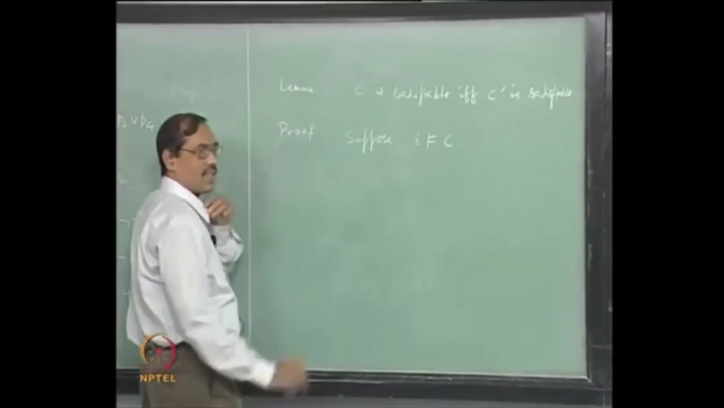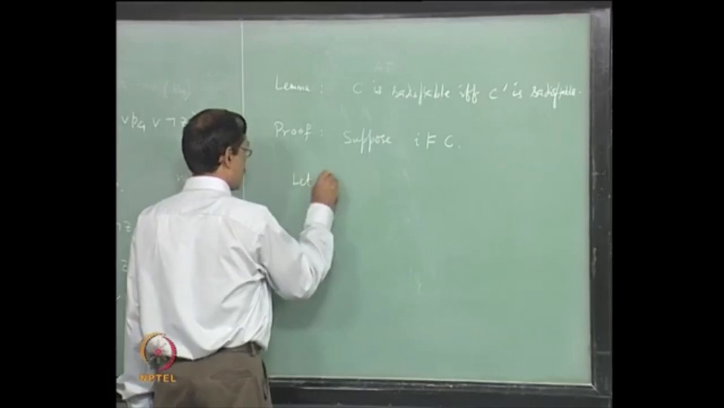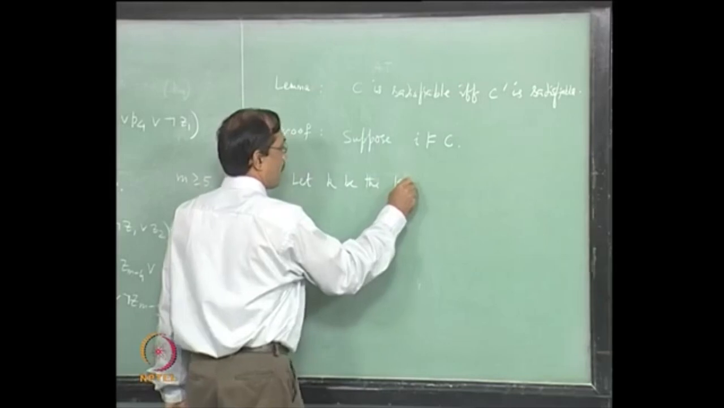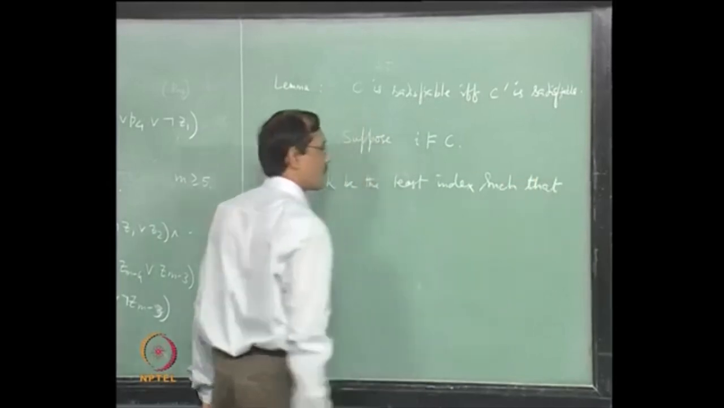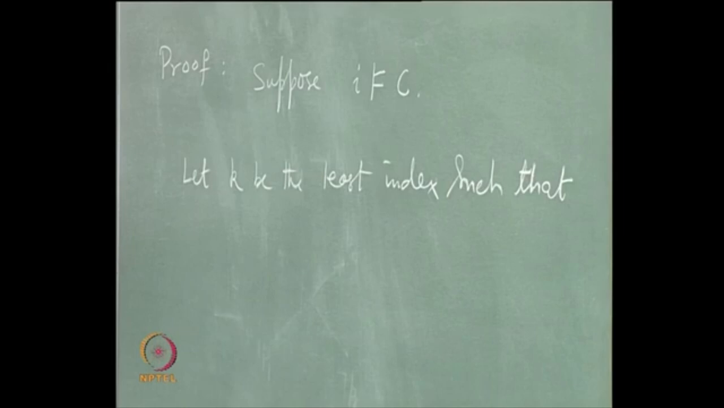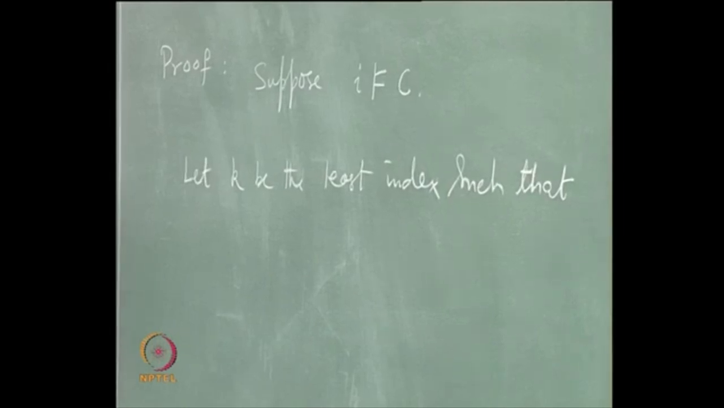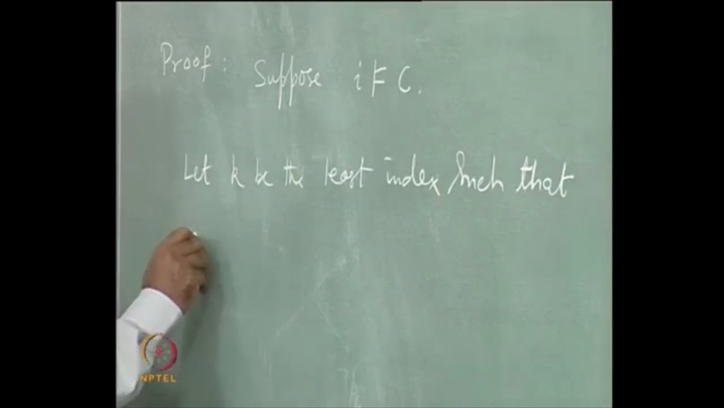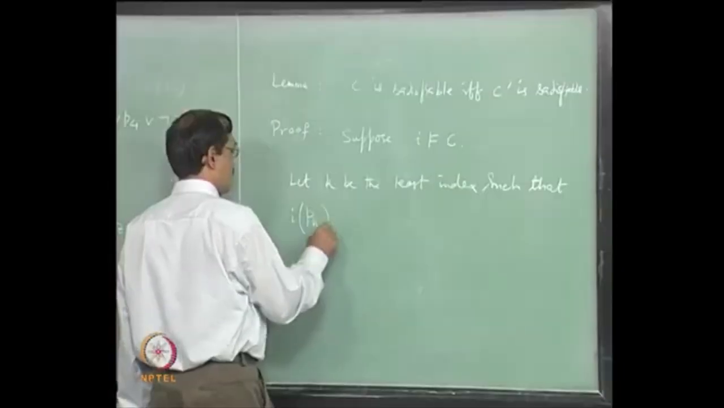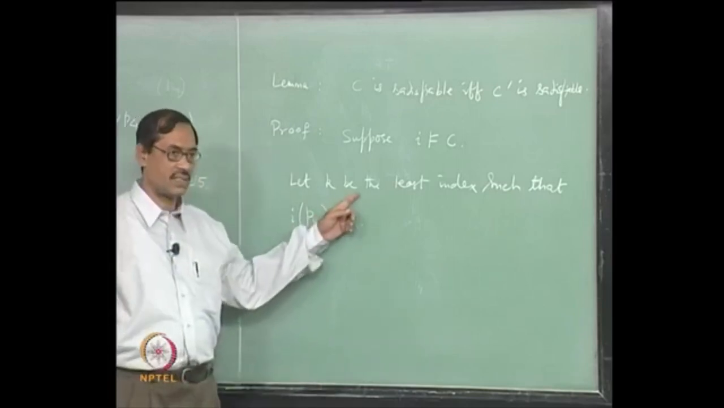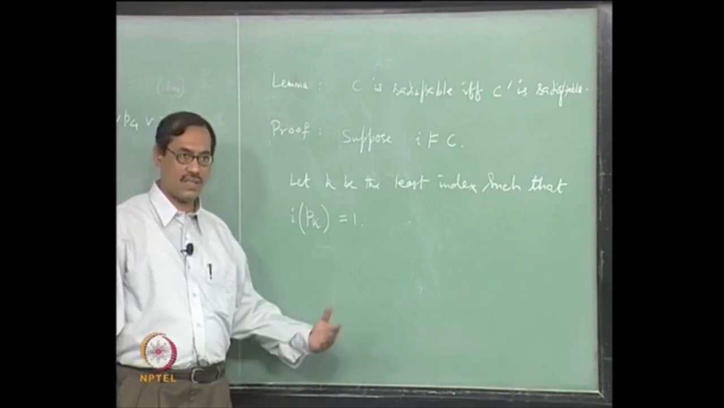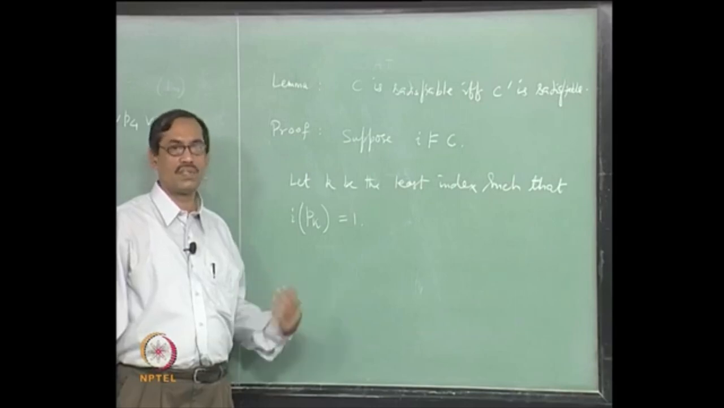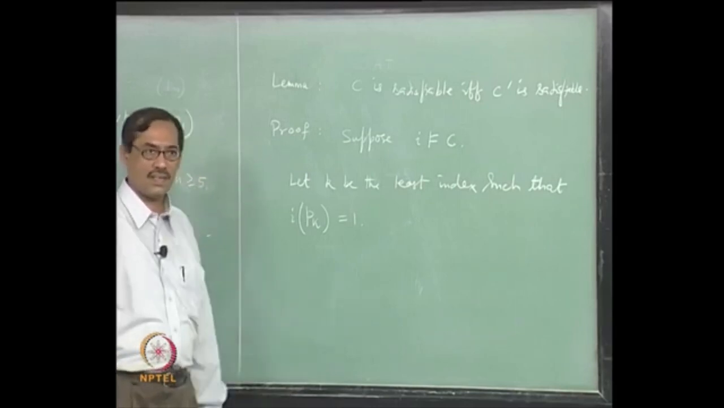Suppose I is a model of C. In this model, let k be the least index such that P k of I is 1. So, once we say least index, it means before that all of them are 0, right. It is the least index such that I assigns it to 1. So, that means I assigns all the variables before it to 0. Is that okay? If not clear, write it.